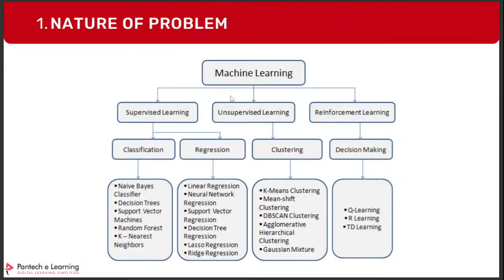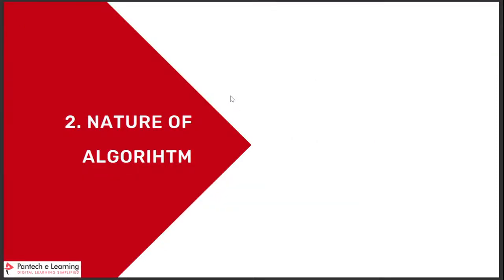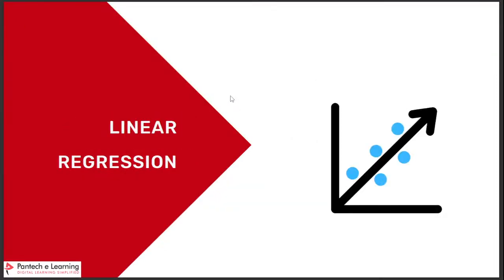So talking about the nature of algorithms. We have a set of algorithms, and we'll see some of the important algorithms and the math behind them, starting with linear regression. So what is linear regression and logistic regression?